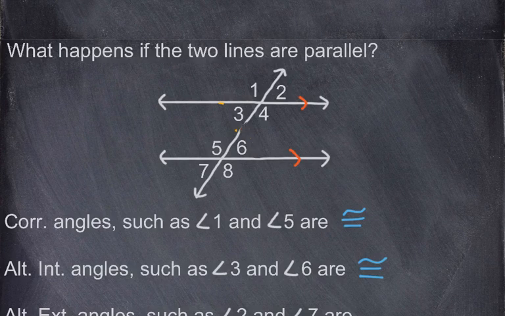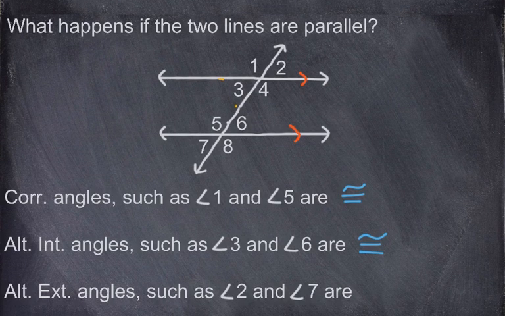Now the next one we have, I'm messing up our diagram, is angles 2 and 7. What do we know about alternate exterior? Again, if 3 and 6 are congruent, and 2 is vertical to 3, so we know that 2 and 3 have to be congruent because they're vertical. We know that 6 and 7 have to be congruent because they're vertical. And now that we said 3 and 6 are congruent, 2 and 7, by the transitive property, would have to be congruent as well. Okay?